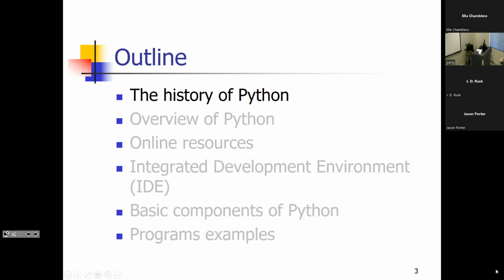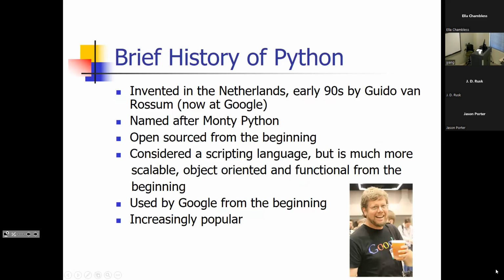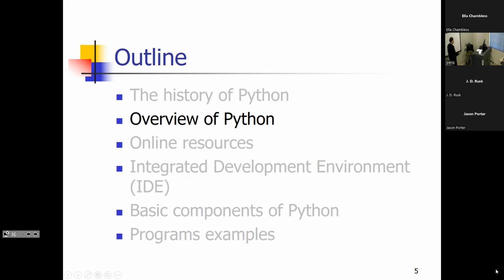First one, the history of Python. Python was invented in the Netherlands in the early 90s by Guido van Rossum. Now he's working at Google. Python was named after Monty Python. It was open sourced from the very beginning, and it is considered a scripting language, but is much more scalable, object-oriented, and functional from the beginning. It is used by Google from the beginning, and it is very popular nowadays.